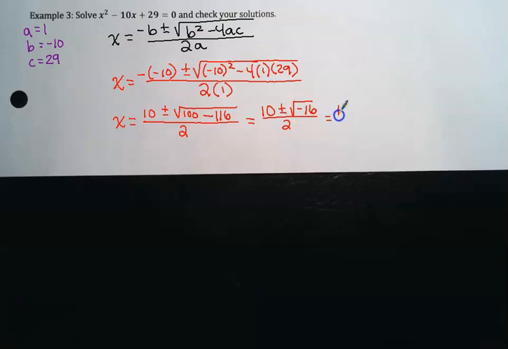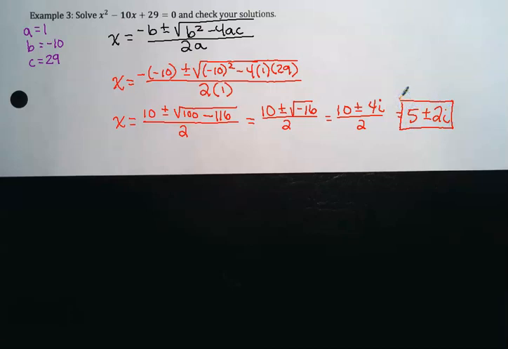So this is going to equal 10 plus or minus the square root of 16 is 4, and it's a negative, so we have i. So 10 plus or minus 4i divided by 2, which again can be simplified further. 10 divided by 2 is 5, plus or minus 4 divided by 2 is 2i. So 5 plus or minus 2i.